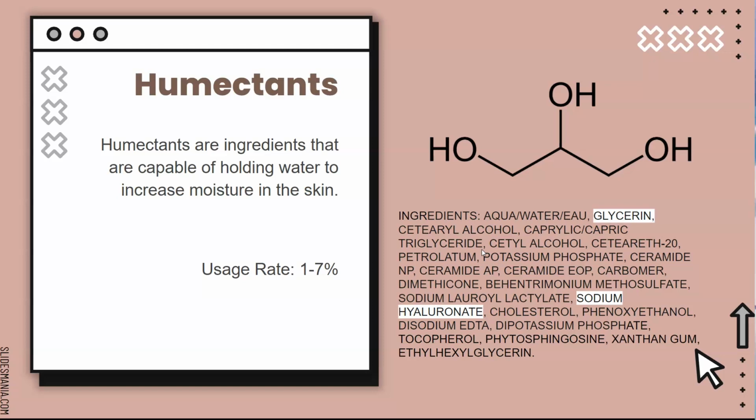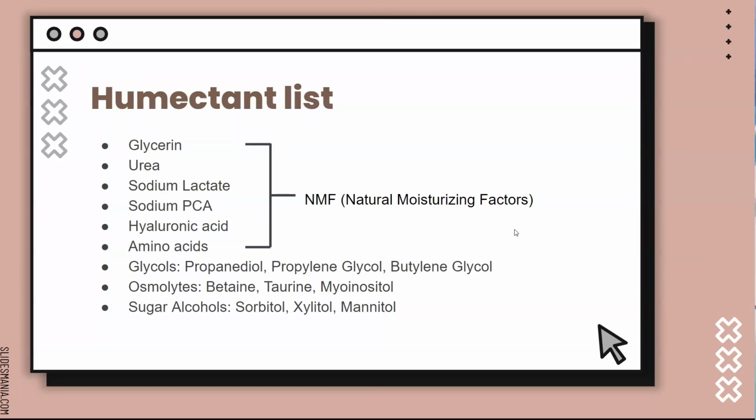Here on the right, I've highlighted 2 common humectants that are used in the product CeraVe, which includes glycerin and sodium hyaluronate. So here are the most common humectants that are used in skincare. We have your glycerin, urea, sodium lactate, sodium PCA, hyaluronic acids, amino acids. These actually are also called your NMFs. These are present in your skin, and your skin naturally produces them continuously to keep your skin hydrated and to prevent dryness.